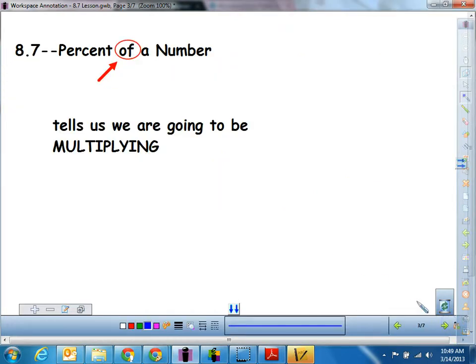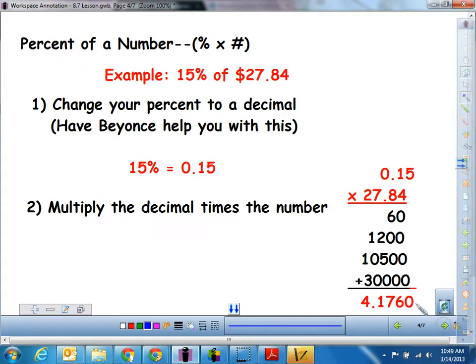So percent of a number, that's what our lesson is actually about today. And of, if you remember when we talked about word problems, of means multiply. So we're talking about percent times a number that we're going to be using. So for example, percents are something that we see an awful lot in everyday life, whether it's sales tax on something, the tip that you need to add to your bill, a sale price, things like that. We see percents an awful lot.